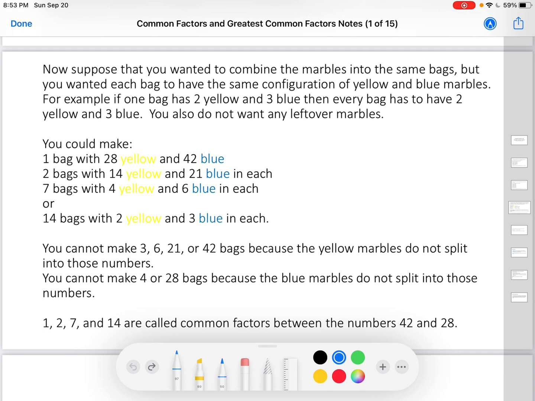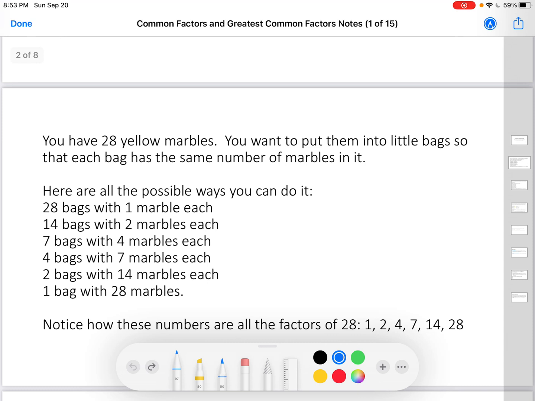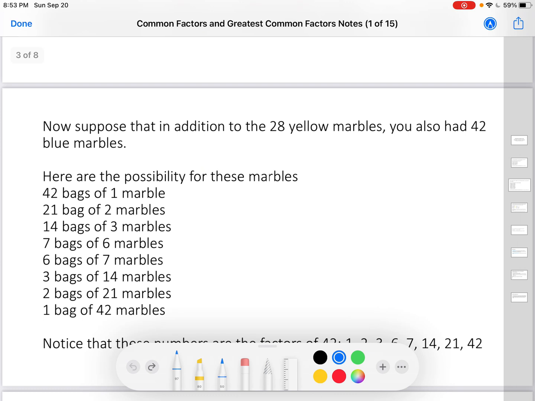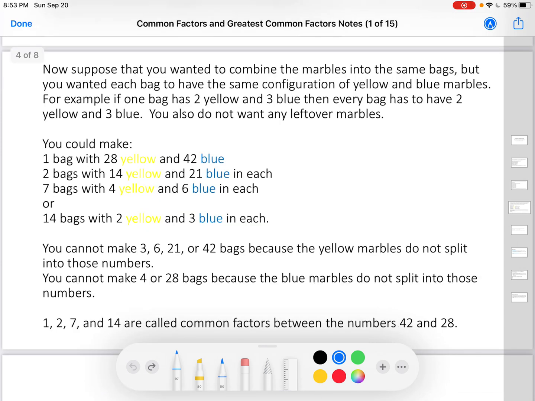Now you notice, you cannot make 3 bags, 6 bags, 21 bags, or 42 bags. And that is because the yellow marbles do not split up into 3, 6, 21, or 42. See? They do not split up into 3 bags. They do not split up into those other numbers either. So, what are you going to do? Well, you cannot make 4 or 28 bags either because the blue marbles do not split into those. See, there's no way to split them into 4 bags, and there's no way to split them into 28 bags.